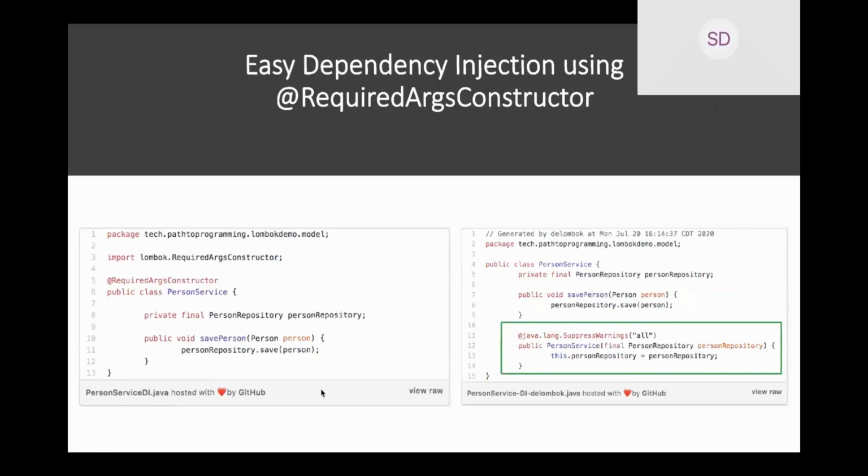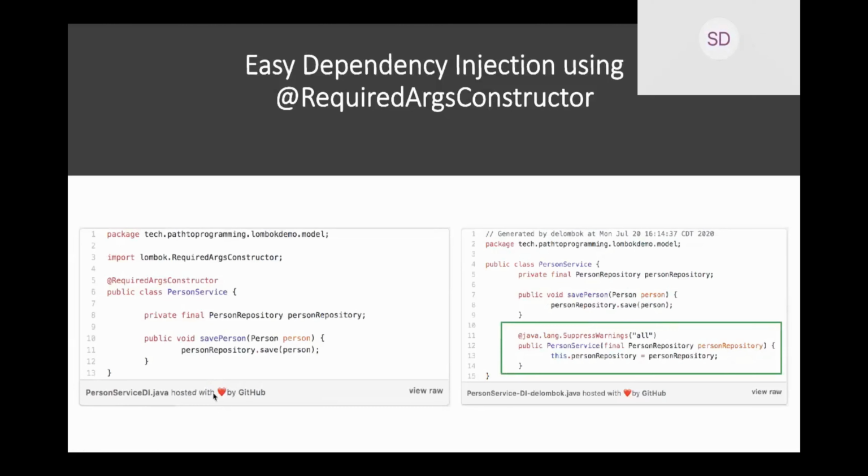So this is another thing I like to do. This is also a non-data class example. We have a person service, and it has a dependency of a person repository. I like to use @RequiredArgsConstructor for easy dependency injection.